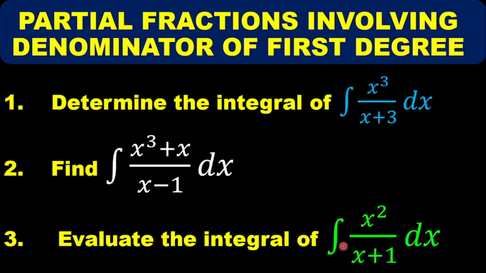So now how do we integrate partial fractions involving denominator of first degree? If you look at this question, the numerator has a third degree, meaning the exponent is 3, and the denominator has exponent 1. That means it has a first degree. The second one too, the highest degree in the numerator is 3, and the highest degree in the denominator is 1. That is why we are saying that we are integrating partial fractions involving denominator of first degree. Now let's move on and solve the question.